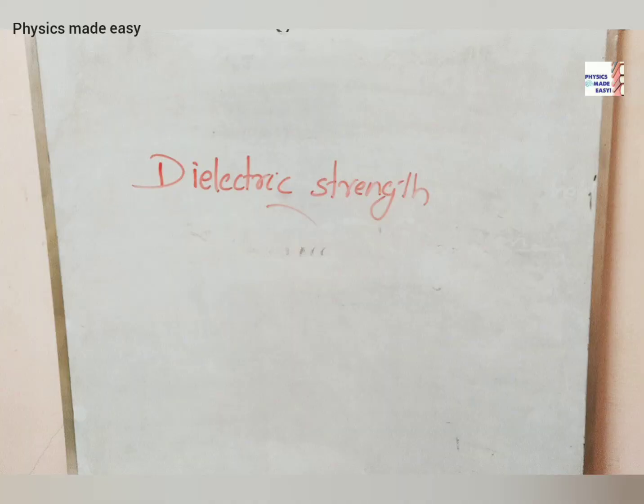Dielectric strength. The maximum electric field that can exist in a dielectric without causing the breakdown of its insulating property is called the dielectric strength of the material. Its unit is volt per meter.